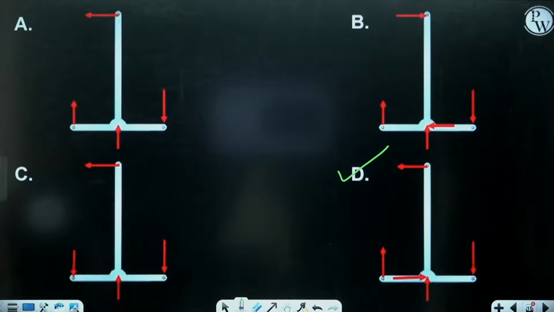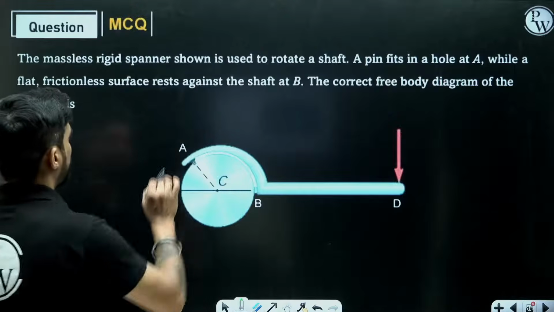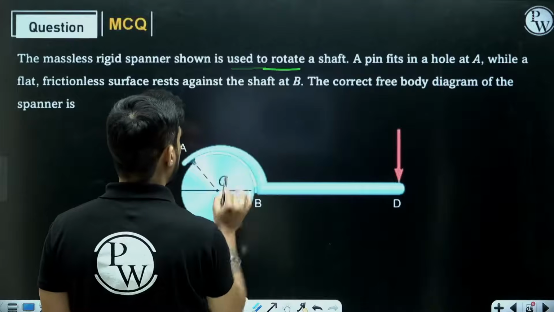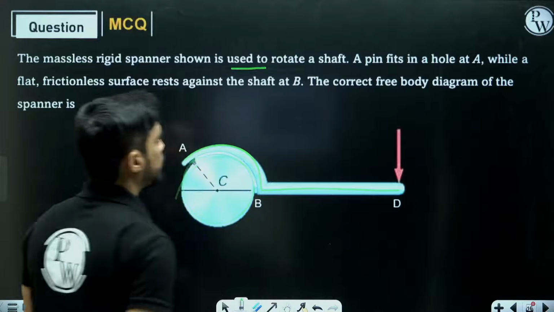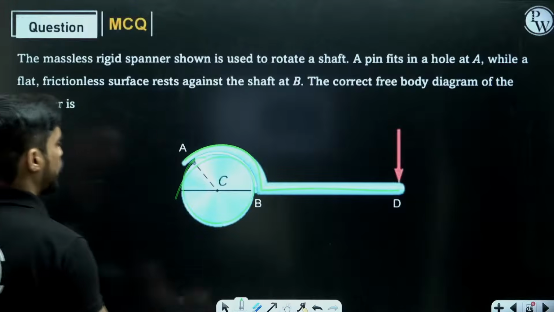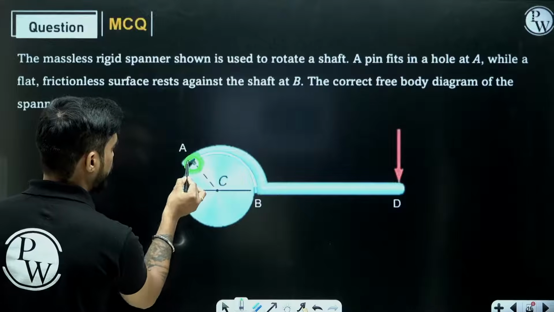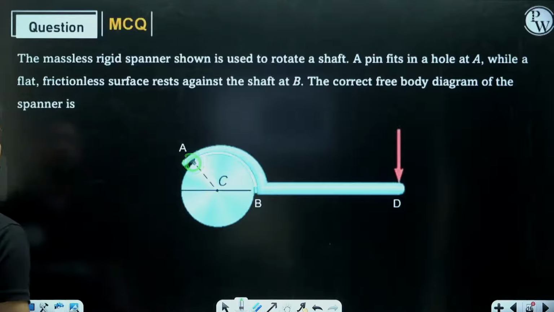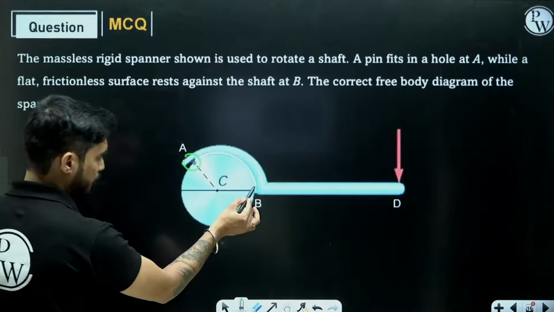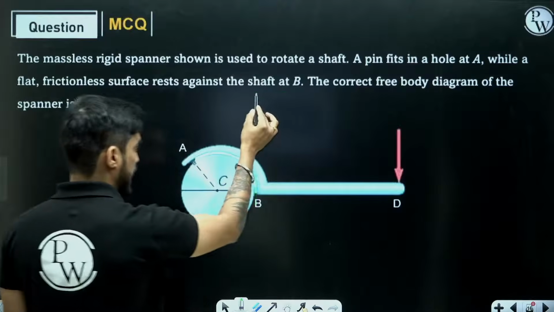Let's move on to the next question then. The massless rigid spanner shown is used to rotate a shaft. This is the shaft and this is a spanner. A pin fits in a hole at A. Can you see this very small pin? It is fitted at A, while a flat frictionless surface rests against the shaft at B.